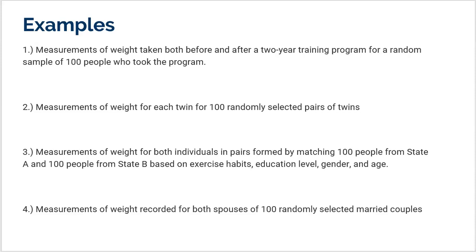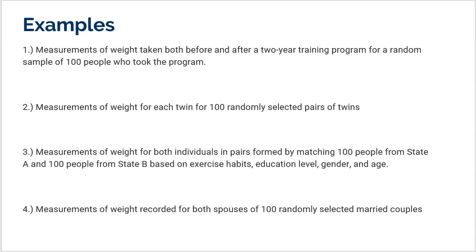Everybody's going to be paired with somebody just like them, and then we're going to match their weights. We're going to look at the difference of their weights, because the idea here is if all these other variables are the same, what we're focusing on is, does the state they live in matter? Like, are people from state A heavier than people from state B? It doesn't matter. They're the same age, the same gender, the same education level, same exercise habits, yet they weigh different. What's that about? So again, we have one set of data and we're looking at the differences.